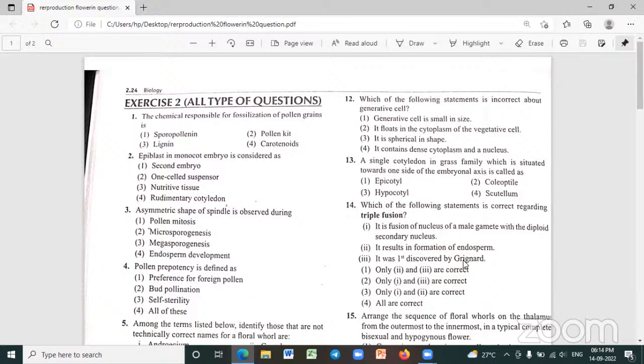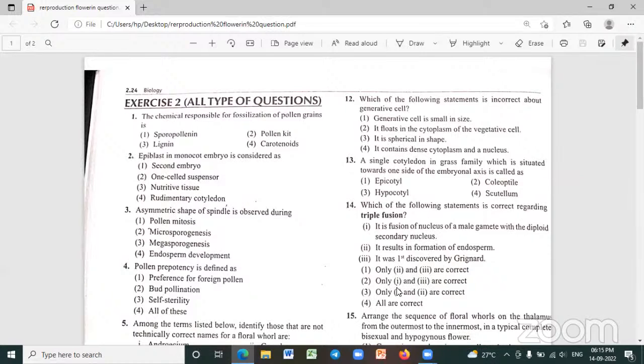It was first discovered by Strasburger. Listen here. What they are asking is triple fusion, not double fertilization. Triple fusion was first discovered by the scientist Strasburger. So the third is also possible, the second is also possible, and the first is also possible. Here the answer, just check it. Two and three. What about the first? One is also possible.